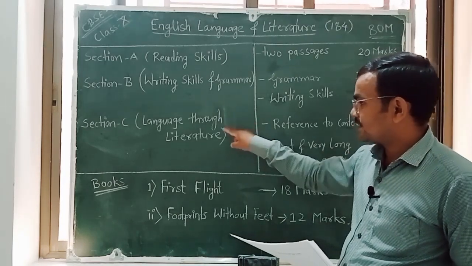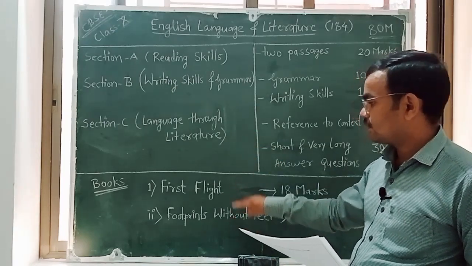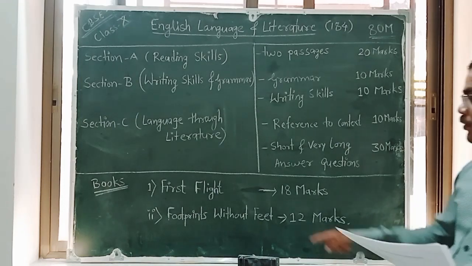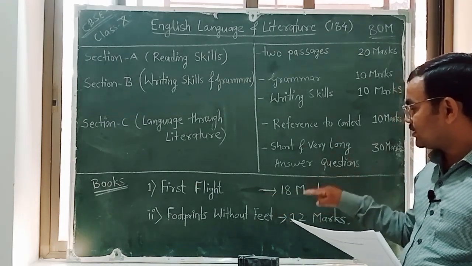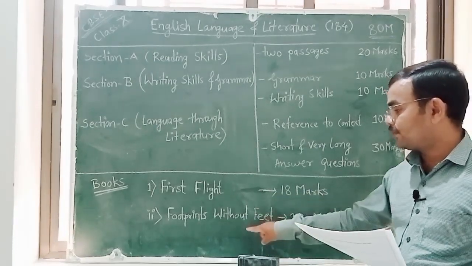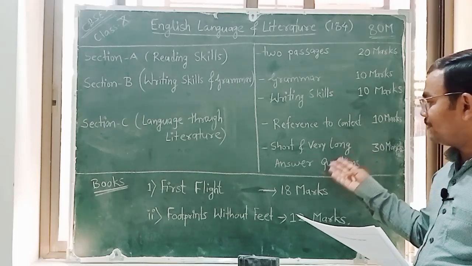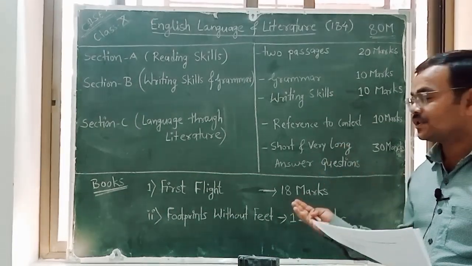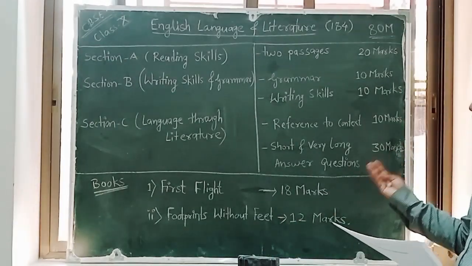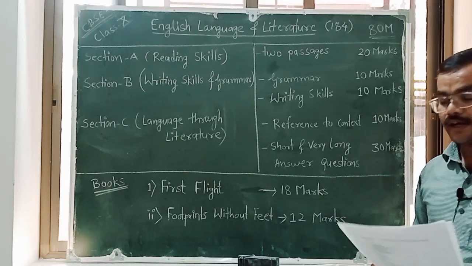Language through literature, section C, will be based on these two textbooks, First Flight and Footprints Without Feet. You will be having questions from First Flight for 18 marks and from Footprints Without Feet for 12 marks. There will be short answer questions, long answer questions, and reference to context. So this is what you will be having for your 10th standard.